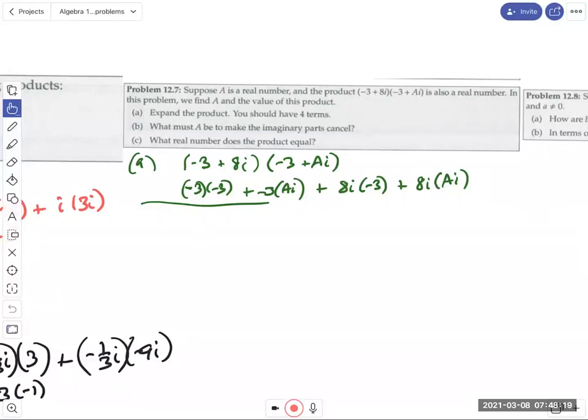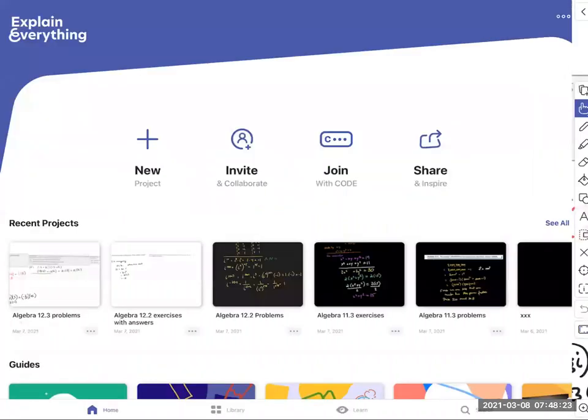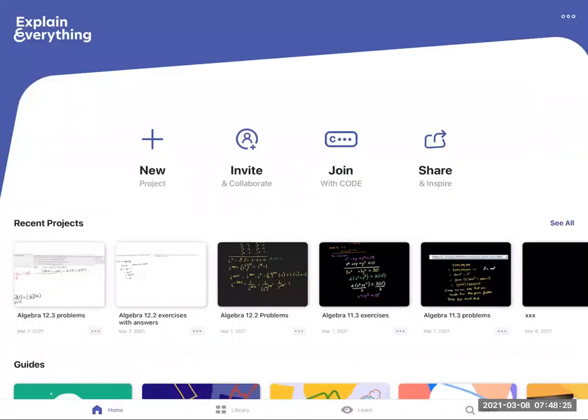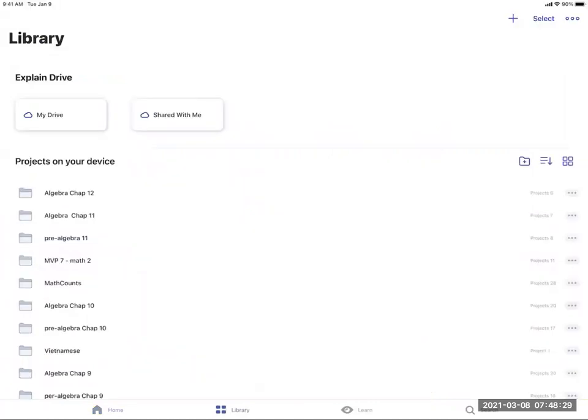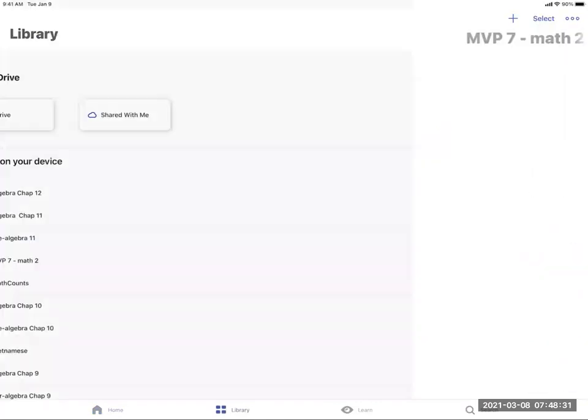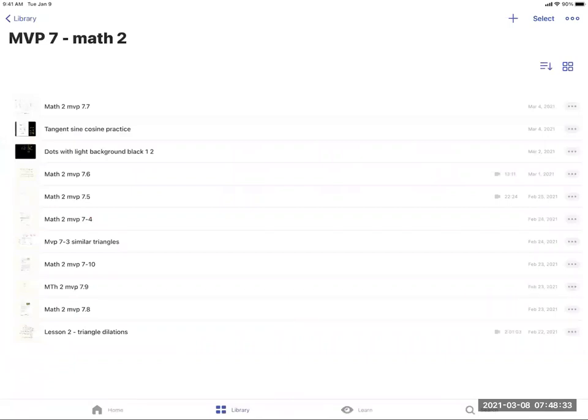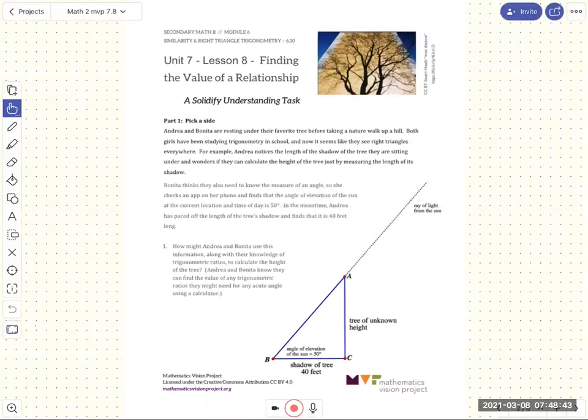finding the value of a relationship. Okay, so let's see if we can find that. But basically, we want to see how once you had similar triangles and understood that, you could move on to trigonometry. And that's what we want to think about right now, is that relationship. Find the value of the relationship. Is that really what we're looking at?